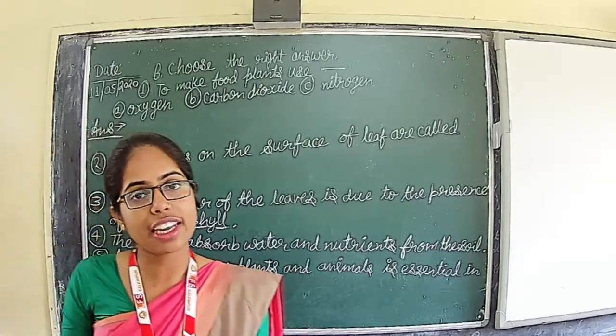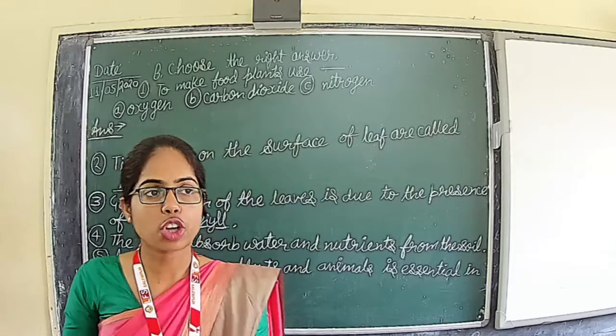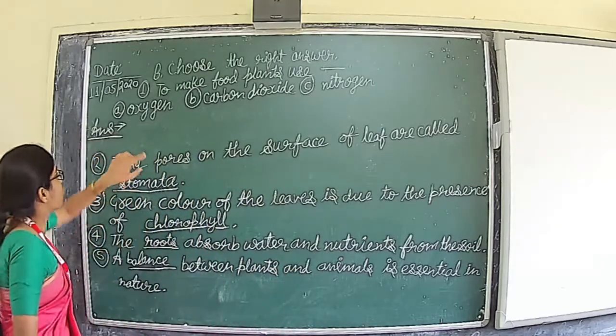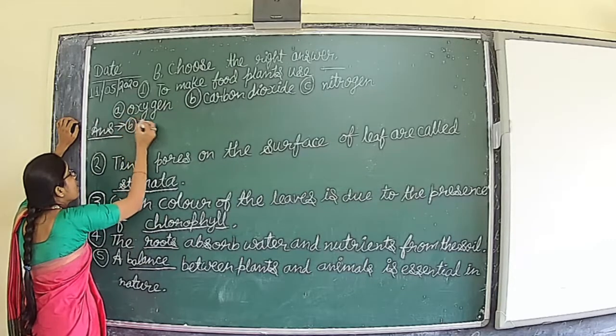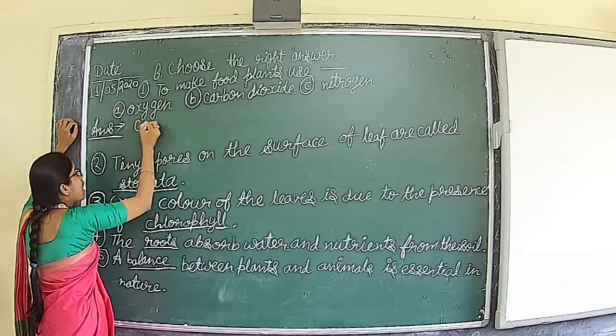So which option is correct? Option number 2 is correct. Option number B is correct. What will be the answer? Answer is B. Or don't write B, just write carbon dioxide.